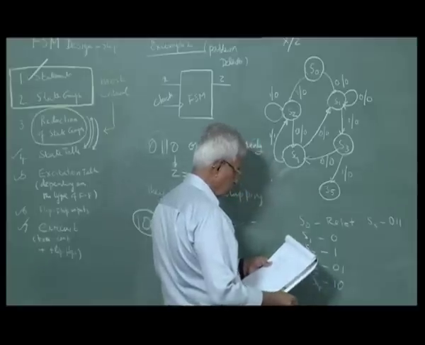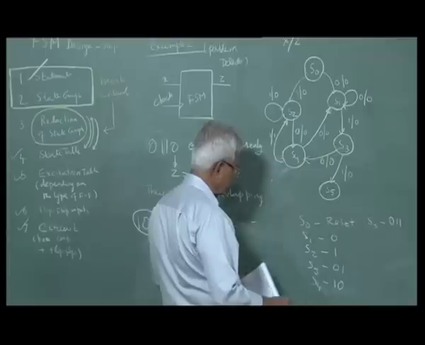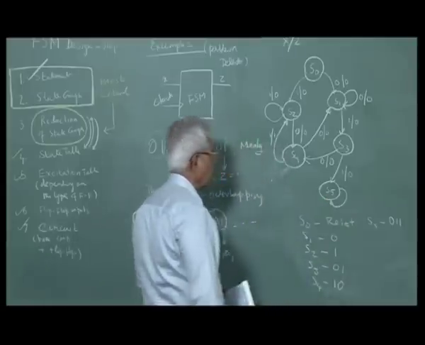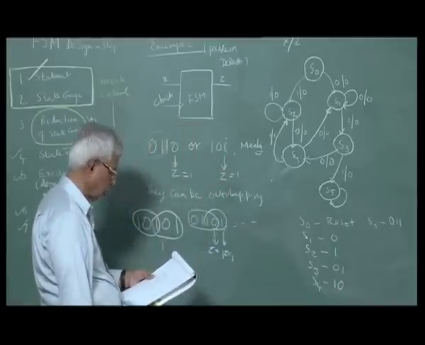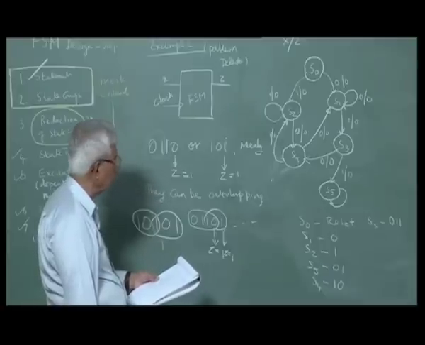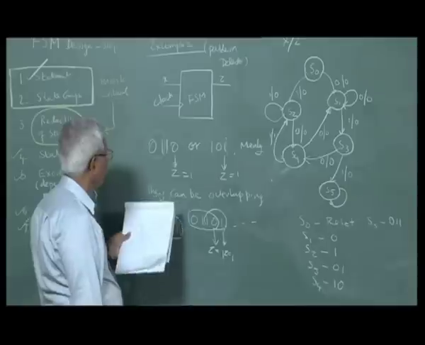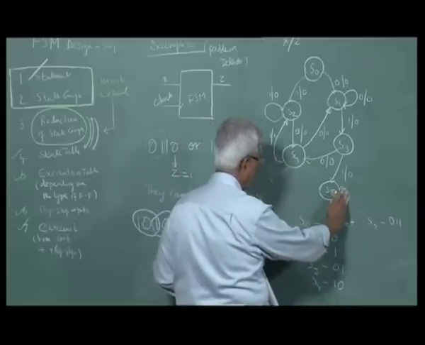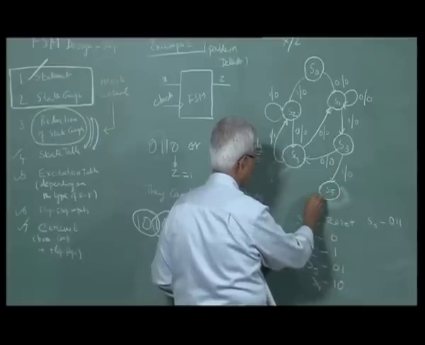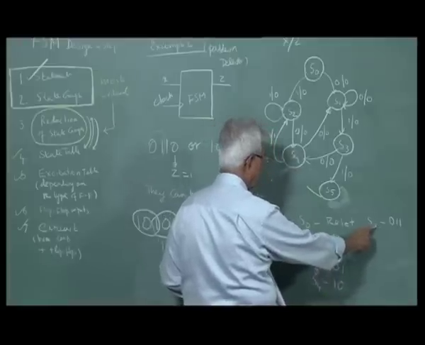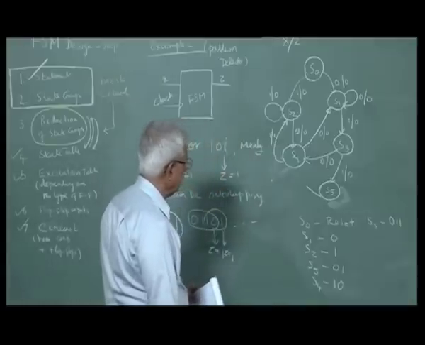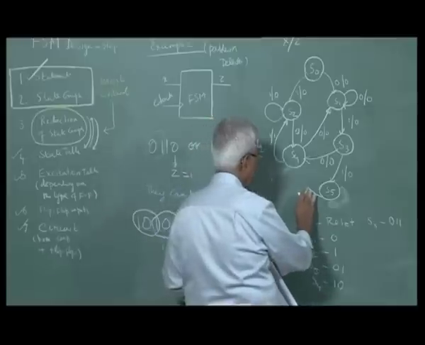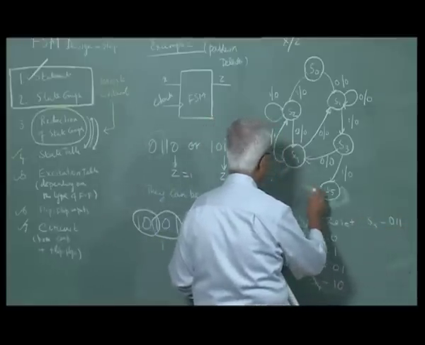S5, if a 1 occurs, would have completed the pattern. No. If S5 is 1 comes, S4 is 1 0, S3 is 0 1, 1 comes, it is not an output, we have got 0 1 1. We'll go 0 1 1 is already there, S1, 0 1 1, S5. There another 1 comes, there is no meaning because 0 1 1 1 has no meaning, so this has to go back here.